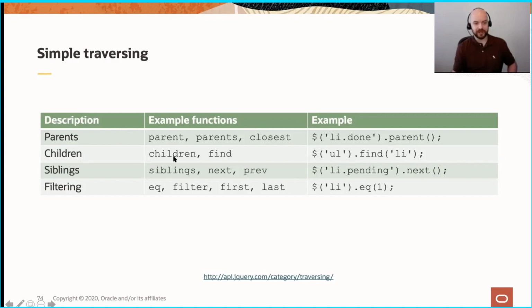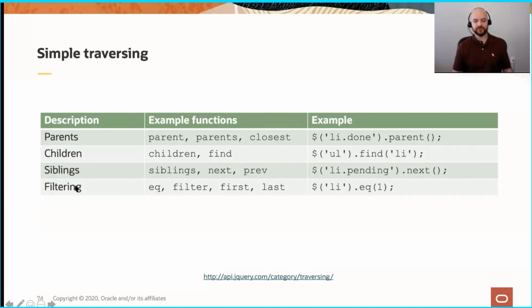For going down, we can use children, which goes 1 level down, or find, which is like closest, but going the other way and finds what you want it to. So here, I have an unordered list I'm starting with, and I'm saying find the list items. Now, normally you could just use children, but if you had, I don't know, a nested unordered list, you could use find and keep going down. And siblings for going across. Siblings goes both before and after, whereas next and previous just target one side of an element. And you see the example here. I'm starting with a list item with a class of pending and then going to the next element.